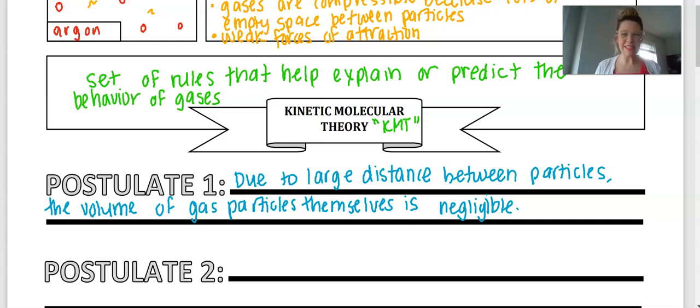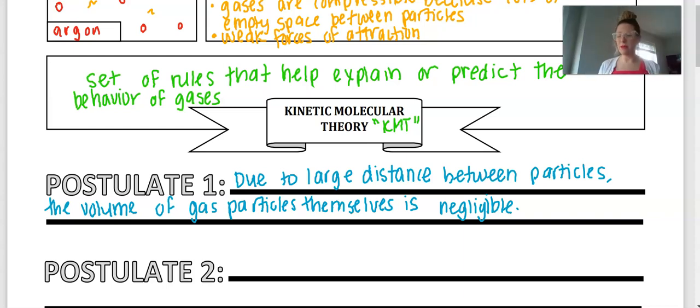So a lot to unpack here. Let's start with that term negligible. What does negligible mean? Negligible means that they really don't have an impact. The gas particles themselves, even though they do occupy some space, it's not even worth talking about. The actual majority of the space is empty space, or there's nothing there.